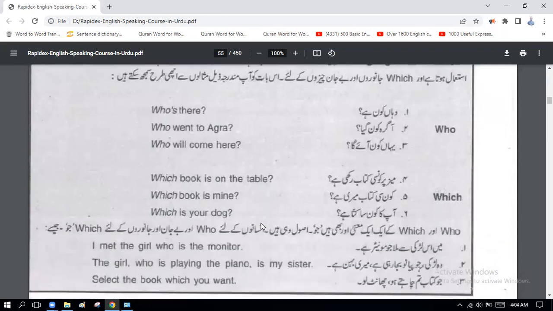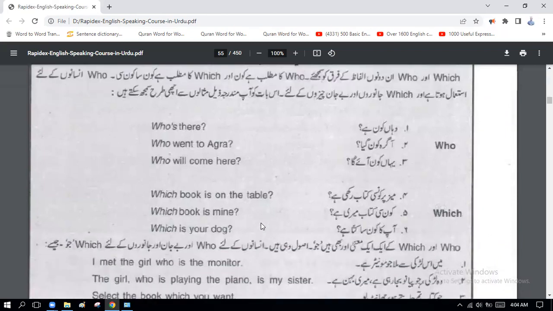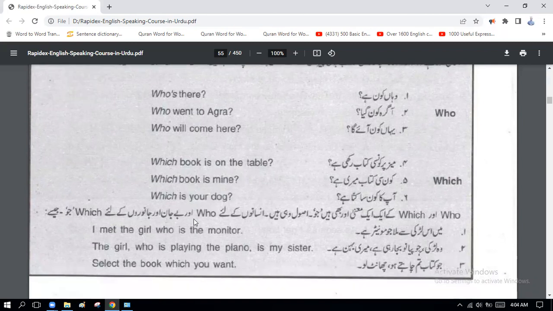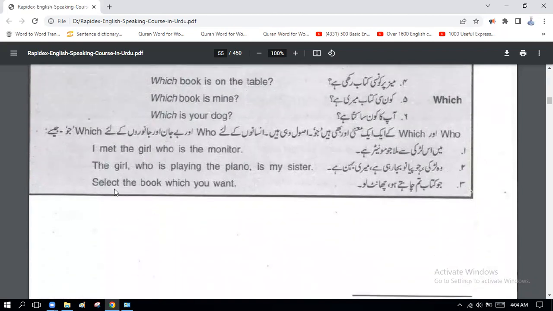Some more words are given here. Who is there? Who went to Agra? Who will come here? Which book is on the table? Which book is mine? Which is your dog? And some other examples: I met the girl who is the monitor. The girl who is playing the piano is my sister. Select the book which you want.